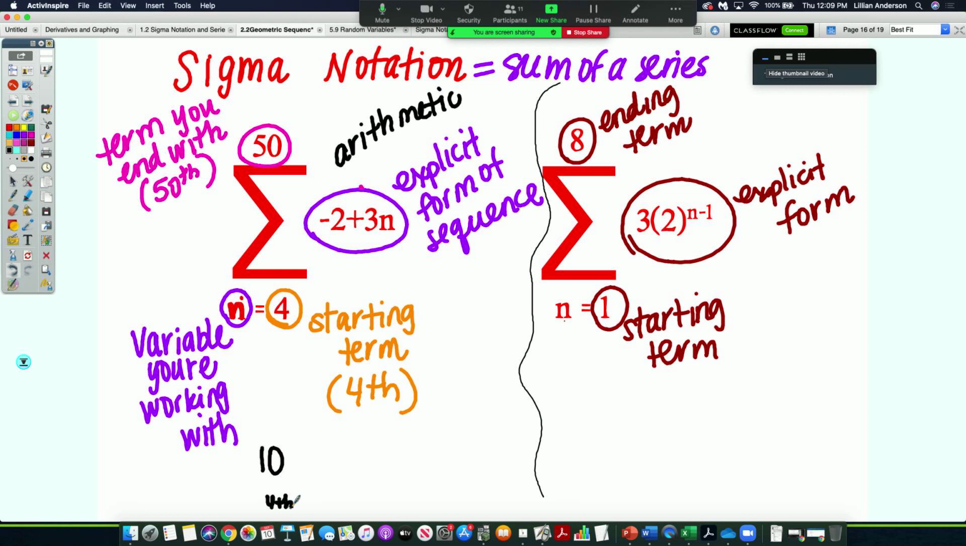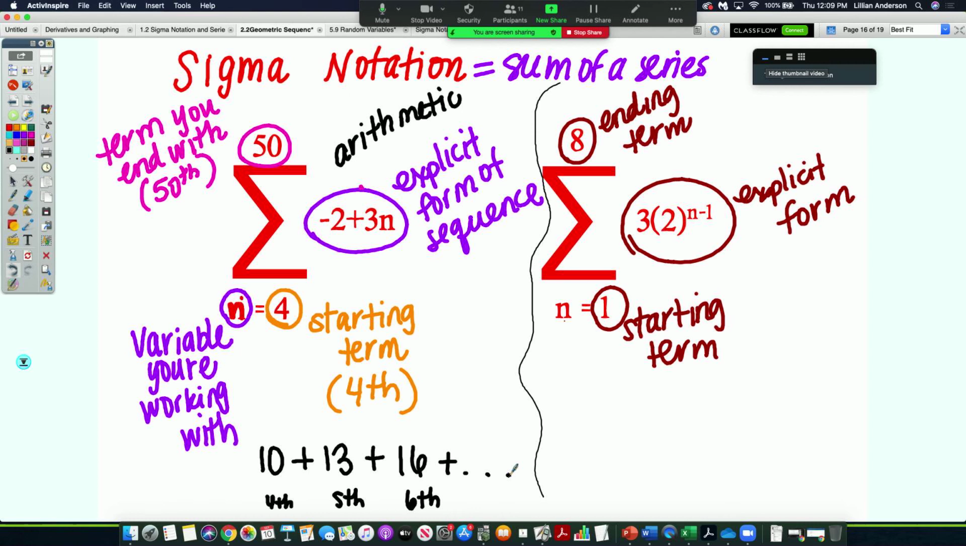If I plug in 5, that's -2 plus 15, which gives me 13. That's my fifth term. If I plug in 6, that's -2 plus 18, which is 16. That's my sixth term. So, as you can see, the common difference is what? 3. The common difference is 3. This is an arithmetic sequence.